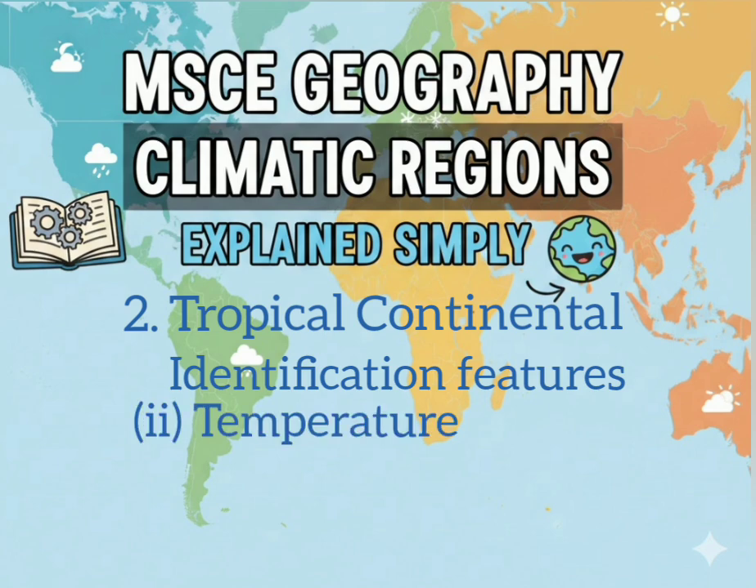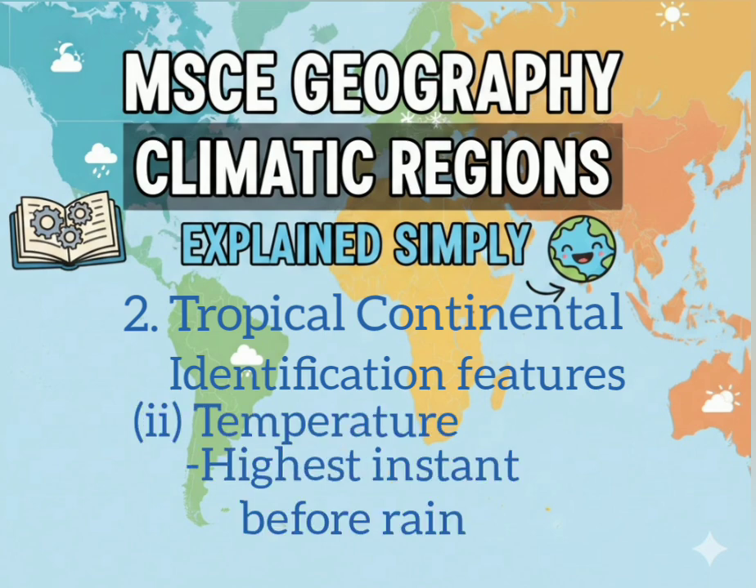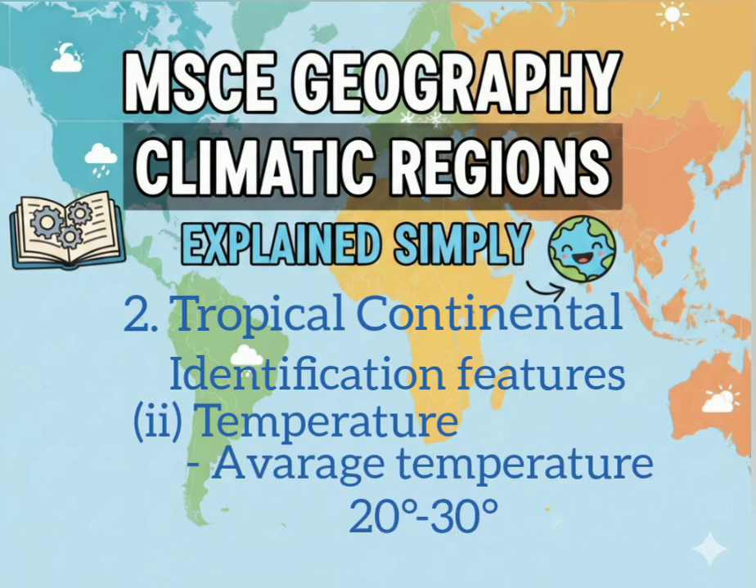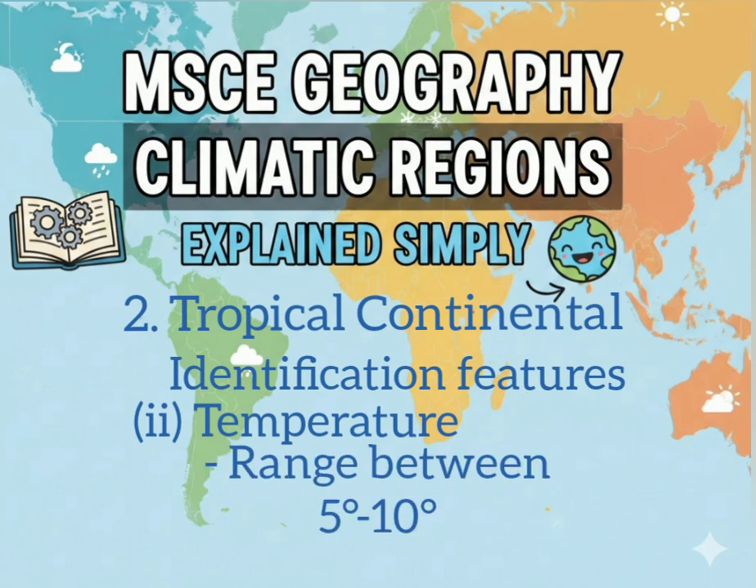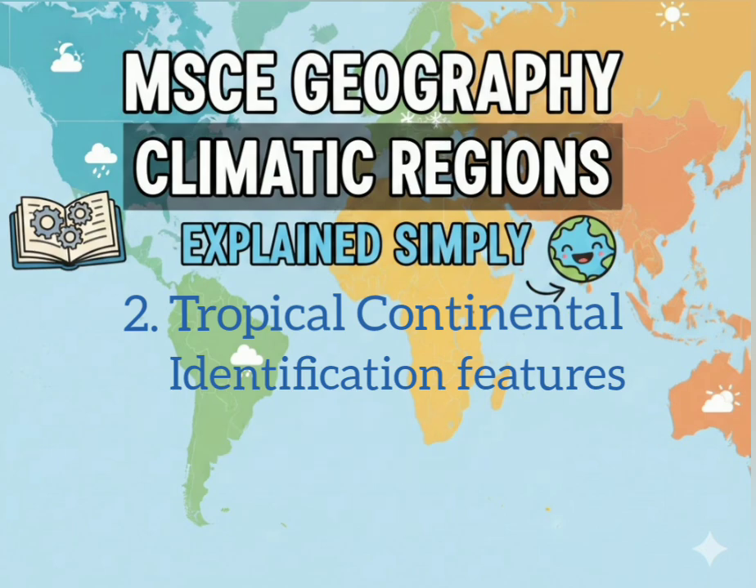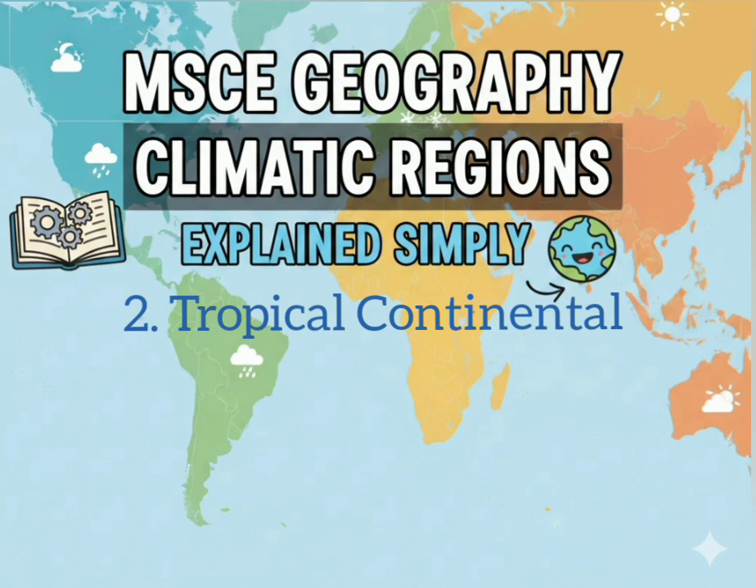Tropical continental has high temperature, and usually the highest is in October and November, just before rainfall. The temperature is about 20 to 30 degrees on average, and the temperature range is between 5 and 10 degrees. Remember, temperature range is the difference between the highest and the lowest temperature of the year. Take note of this.